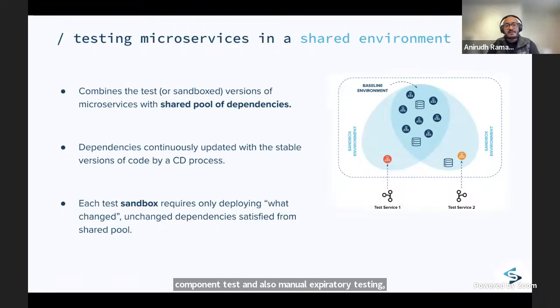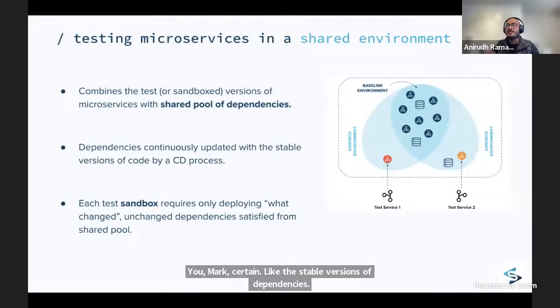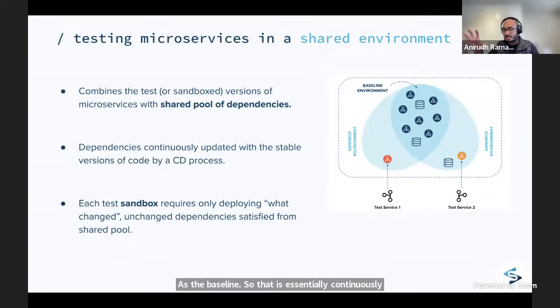So the idea behind testing in a shared environment is you mark the stable versions of dependencies as the baseline. That is essentially continuously being deployed from a CD process, and it is the stable version. If I'm merging to master every time, then it would be the main version of the service that's running there. So that's our common pool of dependencies. And then when I'm testing against it, each developer would essentially deploy just their change.